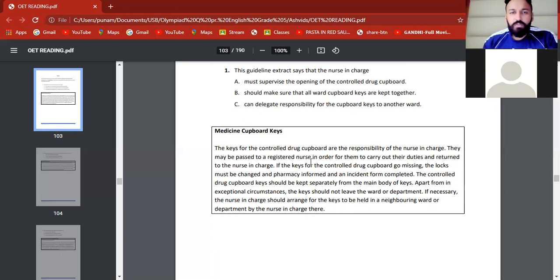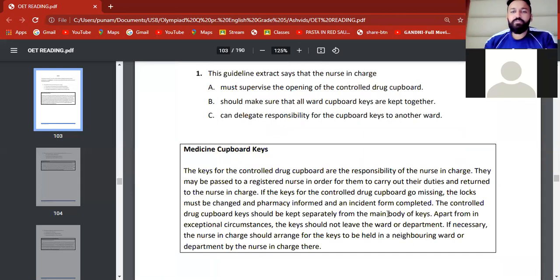They may be passed to a registered nurse. If the keys for the controlled drug cupboard go missing, the locks must be changed and pharmacy informed, and an incident form completed. The controlled drug cupboard key should be kept separately from the main body keys. So here, as you can see, we can strike out option number 2 because it says controlled drug cupboard keys should be kept separately from the main body. And here, part B says kept together. So we can eliminate this option. Part B, we can remove it from here.